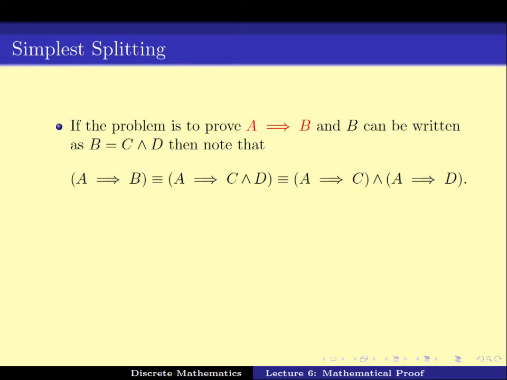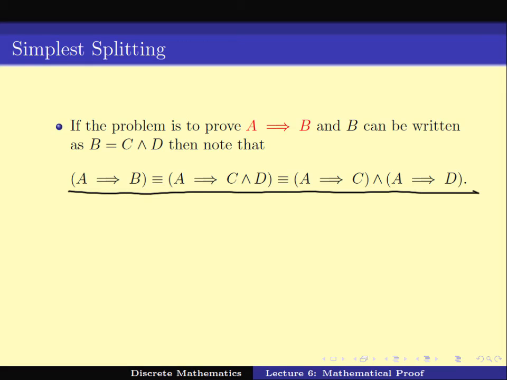Now the simplest way of splitting a problem is when you have A implies B and the B can be written as C and D. The propositional logic statement that guides us here says that if B can be split up into C and D, then A implies B, which is of course the same as A implies C and D, which is the same as A implies C and A implies D.